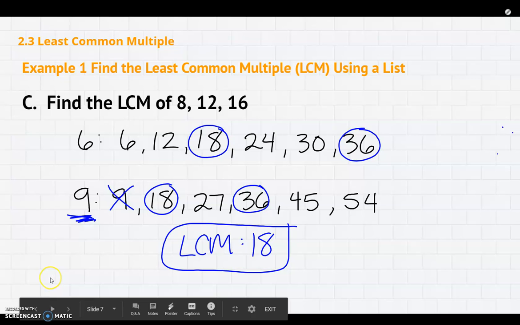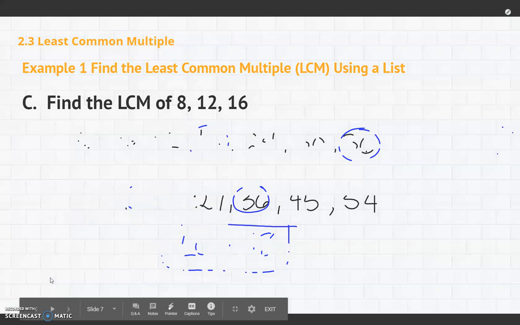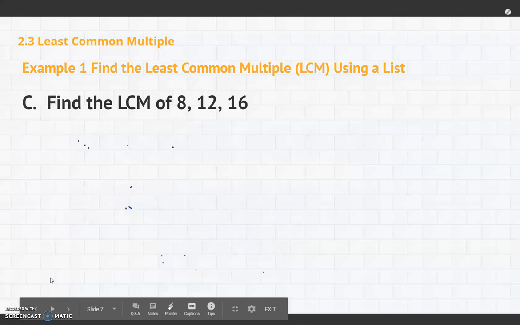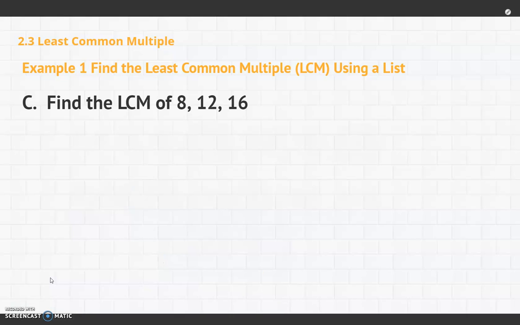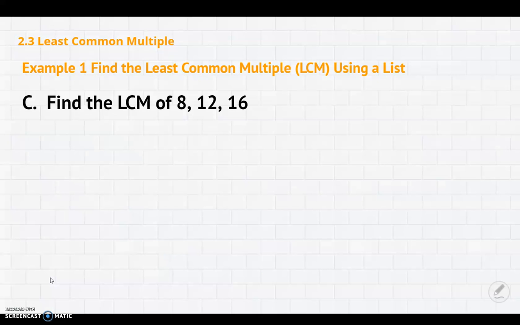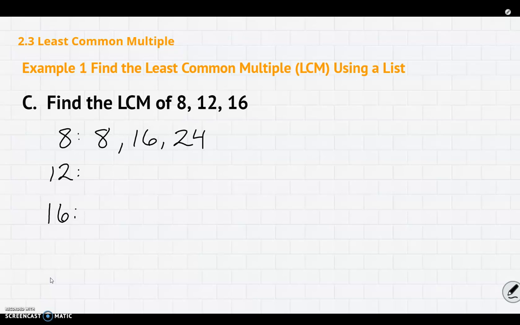Okay, 18. All right, how about 8, 12, and 16? Well, now I have 3 numbers, and I need to find the least common multiple between all 3 of these, which means I'm going to start listing multiples of each. So 8 times 1, 8 times 2, 8 times 3, 8 times 4, 8 times 5, 8 times 6. I'll stop there. Okay, now 12.